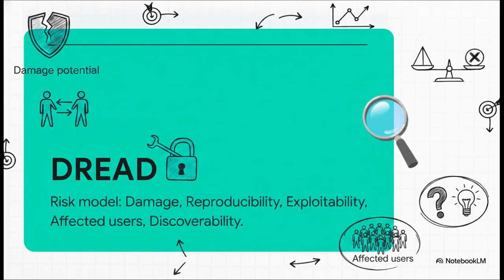A lot of teams use the DREAD model here to score things. You're looking at damage potential, reproducibility, exploitability, affected users, and discoverability. Whatever model you choose, the whole point is just consistency, making sure you're always comparing apples to apples.